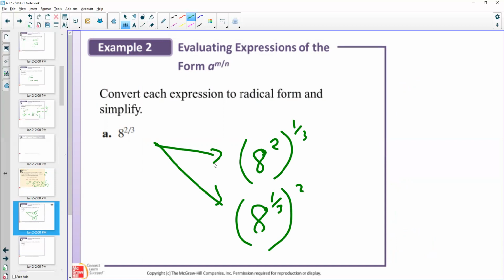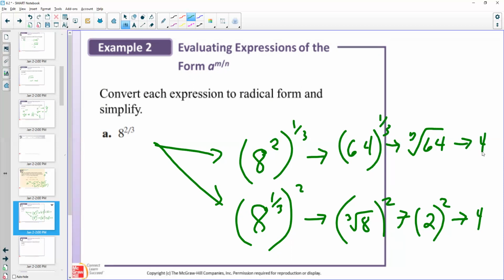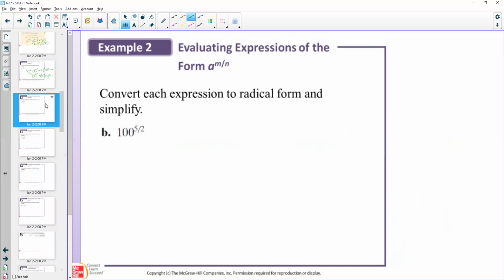Now we just have to think about what would be easier to do first. Is it easier to take the cube root of 8 first? Well, it might be, actually, because 8 has a nice cube root. So I'm going to use this path. Let's think about that as the cube root of 8. The cube root of 8 is 2. 2 squared is 4. Fine. Same thing would happen in this spot. 8 squared is 64. The cube root of 64 is 4. Same path. Sometimes they both work out really easy. Sometimes your brain likes one way better than the other. Whatever happens is fine.